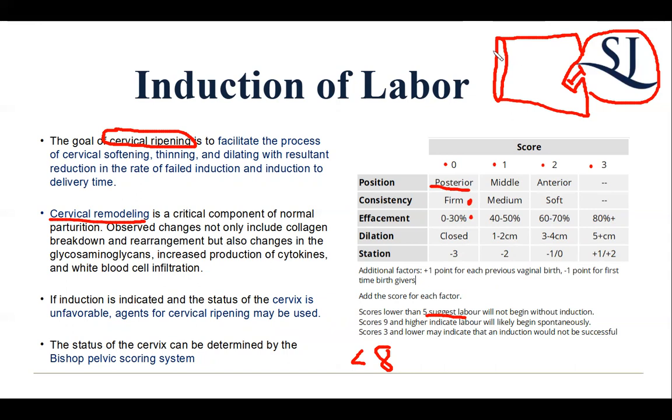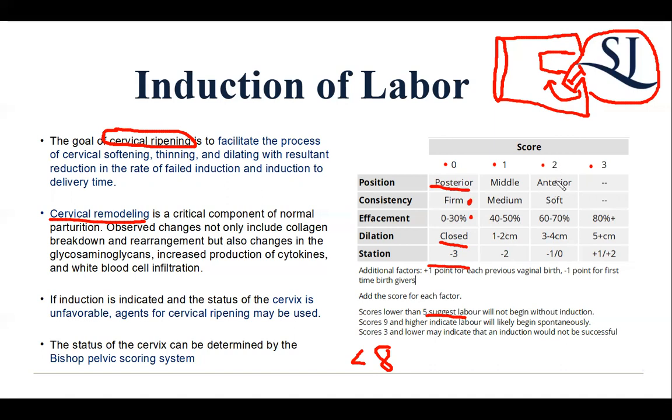So if someone is, they'll say closed long posterior, that follows suit because it hasn't remodeled. Closed, and then your station is -3. So it all makes sense. You're not going to have a patient who's 0% effaced and 5 centimeters dilated. That makes no sense. So as the uterine contractions occur and cervical ripening happens, this cervix will then begin to face anteriorly, meaning that it's now looking right at you.